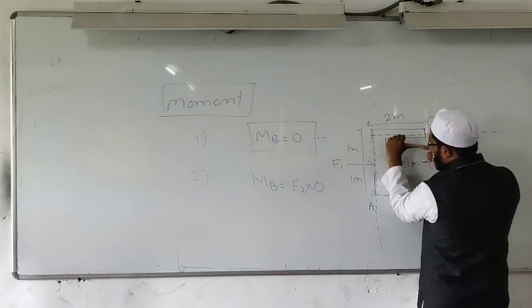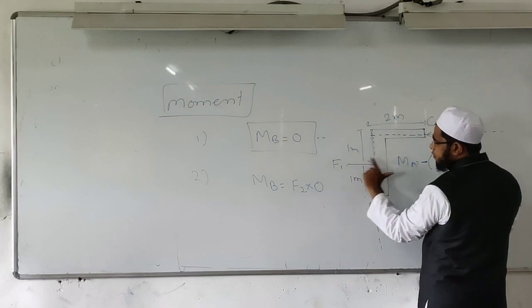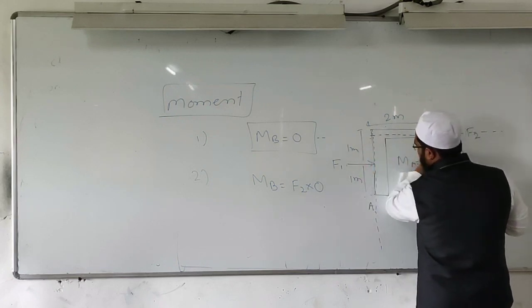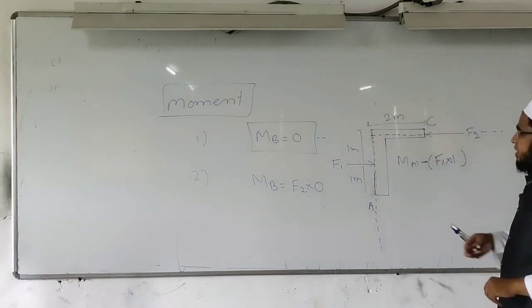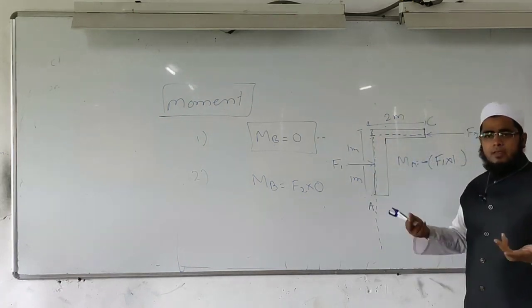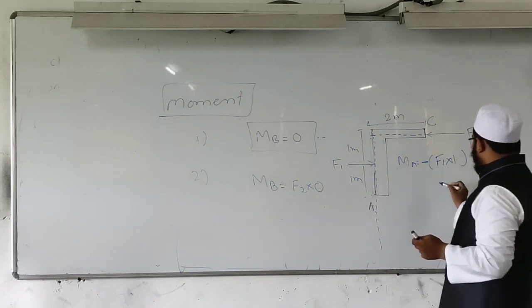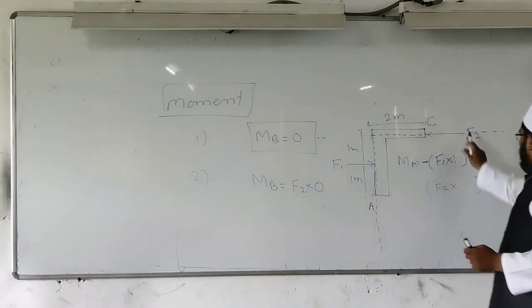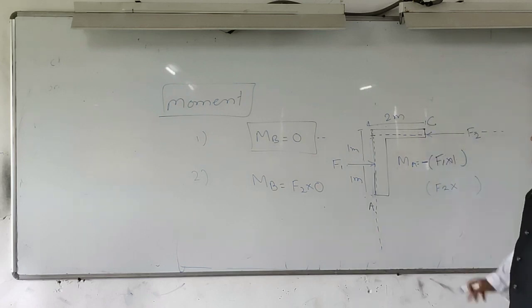The thumb shows the arrow of force F1, which means the object will rotate like this. It is clockwise. That's why the moment due to the force F1 is negative. The second force is F2, acting at point C.